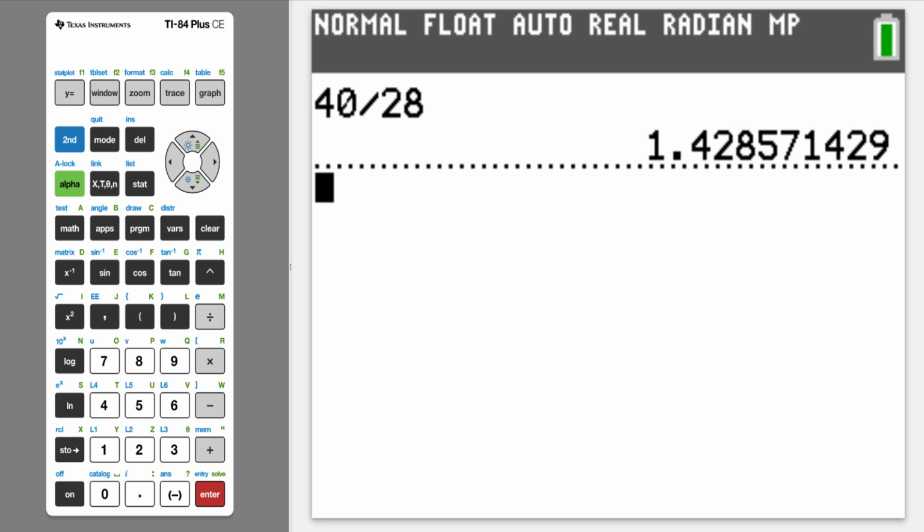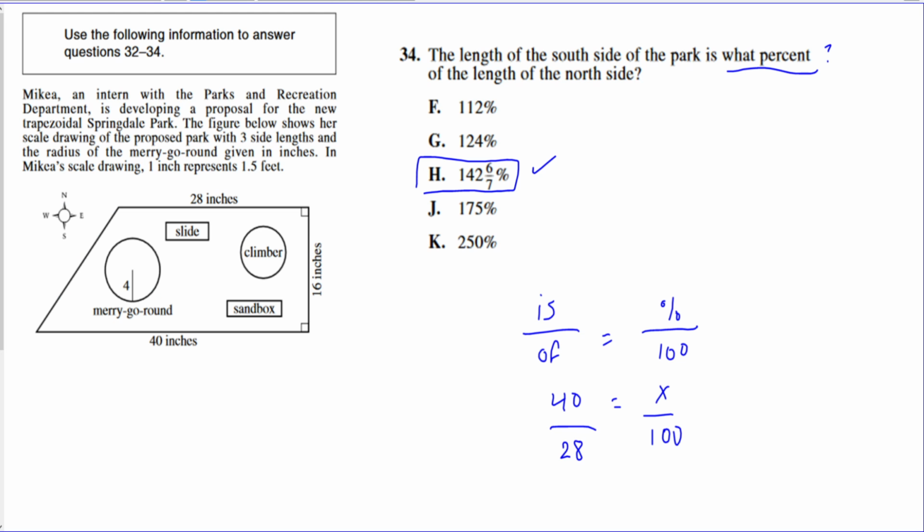If you're unsure about that, though, you can do your is over of, percent over 100. They're actually saying what percent. I don't know the answer to this question, so it's x over 100, and it says the length of the south side of the park is, well, the south side of the park is the 40. What percent of the length of the north side? Well, the north side's the 28, so I'm going to say of 28. And if you do this multiplication, you'll get the same answer, which is 142%. Either with a proportion, or if you're comfortable just doing division, whichever way you do it, you will get the same answer.